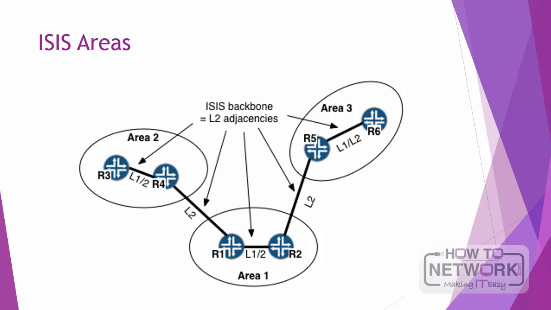A level 1 and level 2 router may have neighbors in any area. It has two link state databases, a level 1 link state database for intra-area routing and a level 2 link state database for inter-area routing.